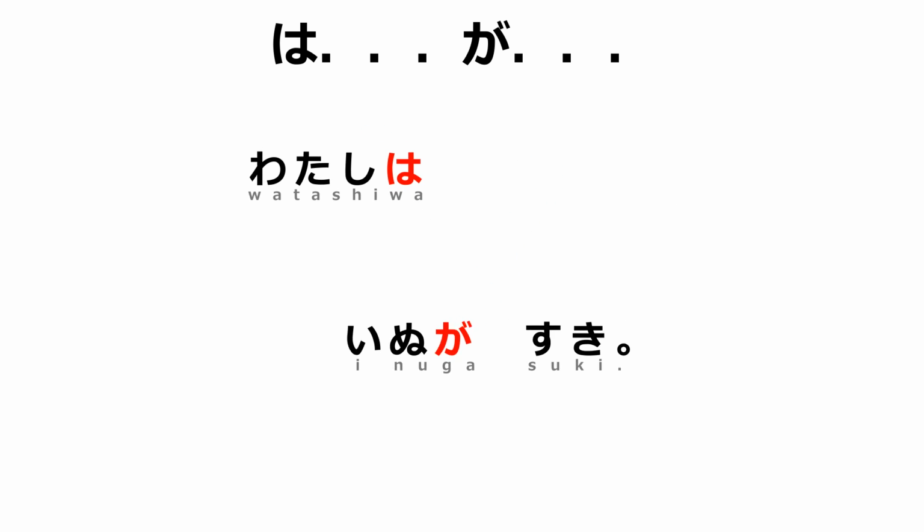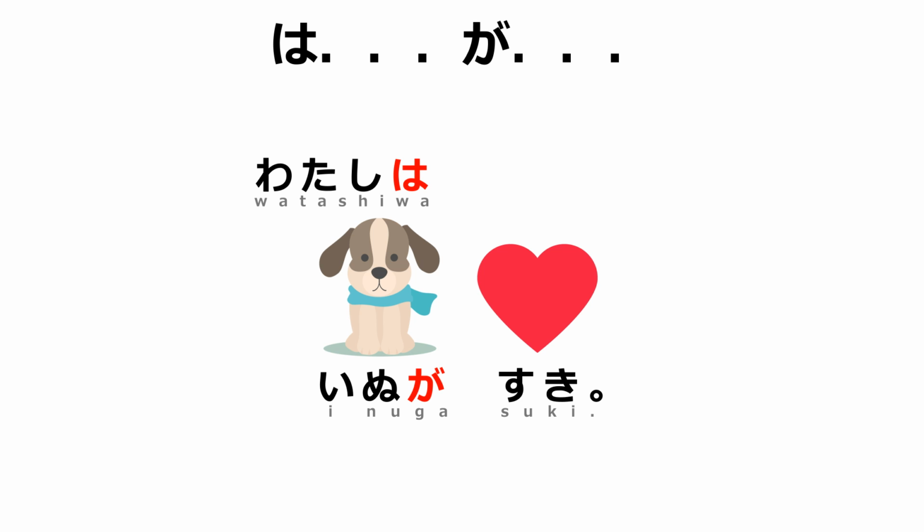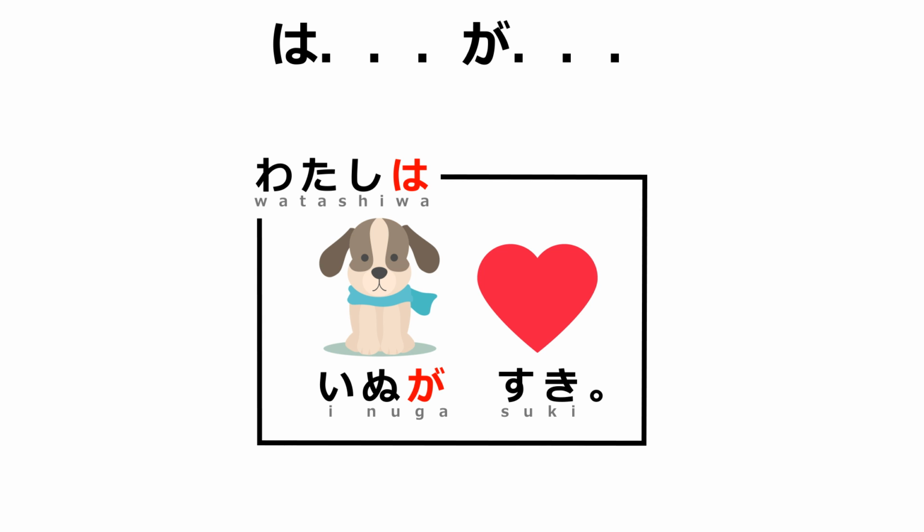In the previous episode, we learned how the wa particle can be used to give a sentence context by putting it in a box. With this structure, we're adding a little more to that box. We're describing the fact that dogs are liked when talking about myself. This structure is commonly used to express a state in relation to a topic. Nothing is actually doing anything in the sentence. In the example above, we are expressing the state of Matt liking dogs.